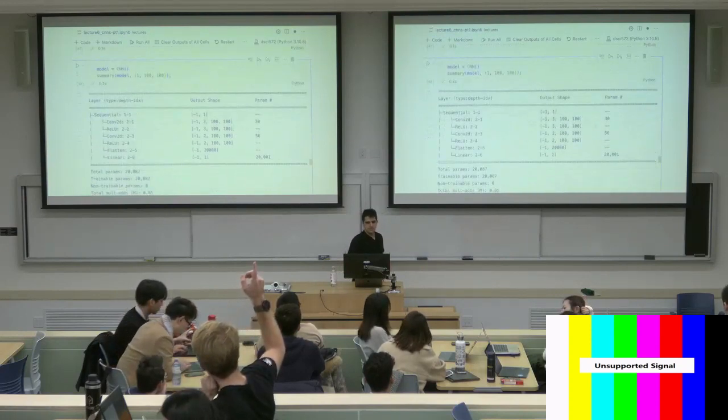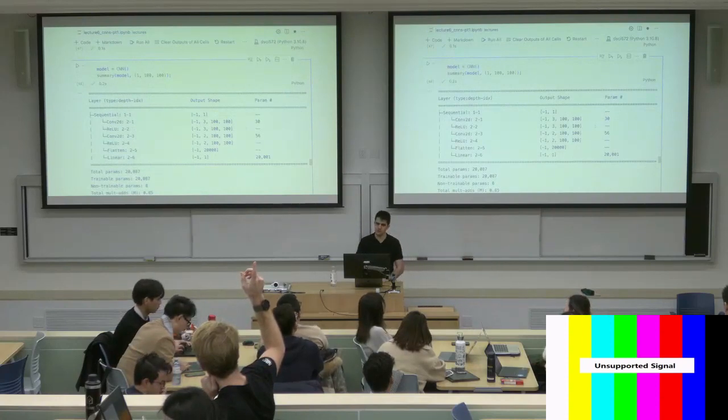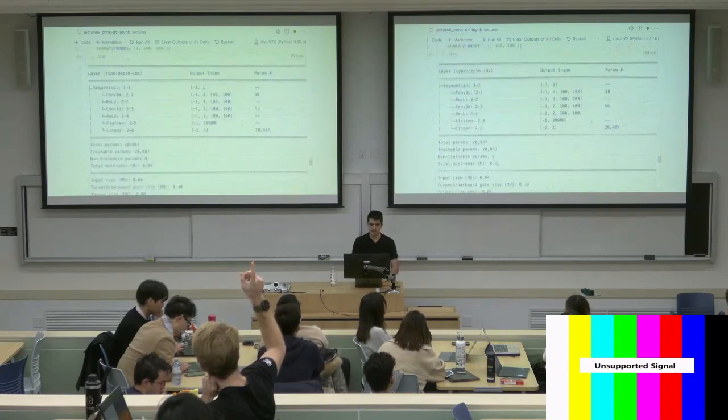Okay, and this is the shape of the output of each layer. Note that because I have used padding, the output size of each layer is the same as the size of the input image.